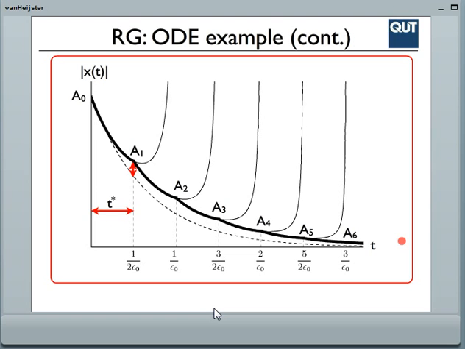Now with this RG method, for the simple ODE example, we now prove that 0 is a fixed point.